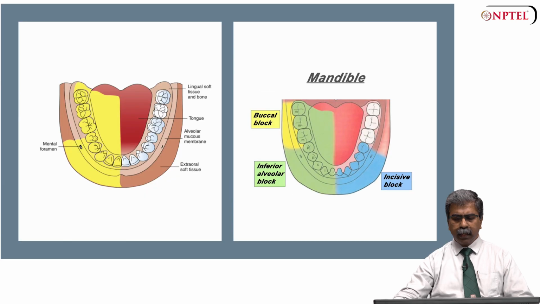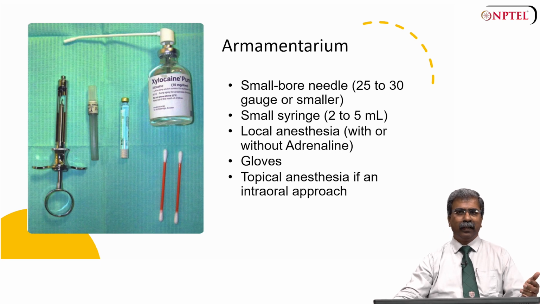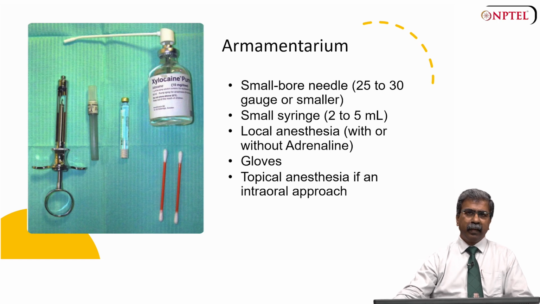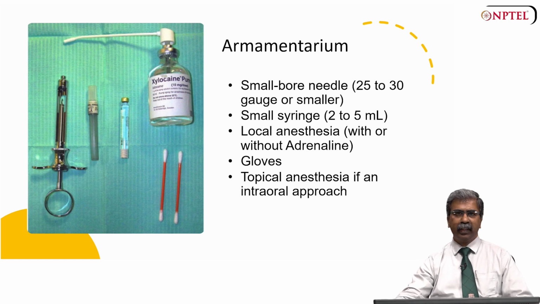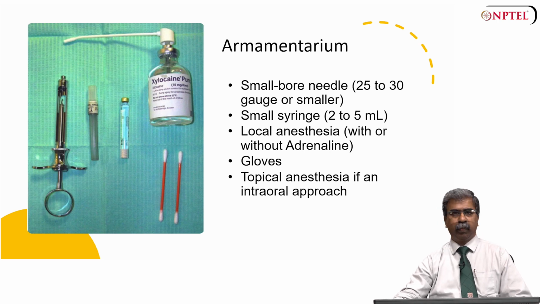And what is the armamentarium required? As you all are aware, you'll need a small bore needle, which can be 24, 25 or up to 30 gauge, and a small syringe, which usually most of us use a 2 to 3 ml syringe. It can go up to 5 ml, but then 2 to 3 will be ideal. And the local anesthesia with or without adrenaline, as you know, with adrenaline and without adrenaline has various indications, sterile gloves, and the topical anesthesia if it is an intraoral approach.